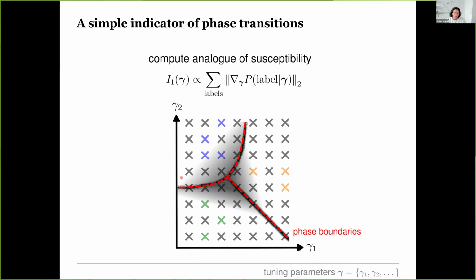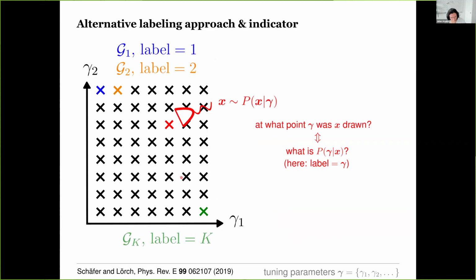Now, a crucial limitation of the approach I've shown you so far is that we need to know the rough location of all of the phases that are present within our system. But actually there exists an alternative labeling strategy and an alternative indicator that one can use, which does not require this.